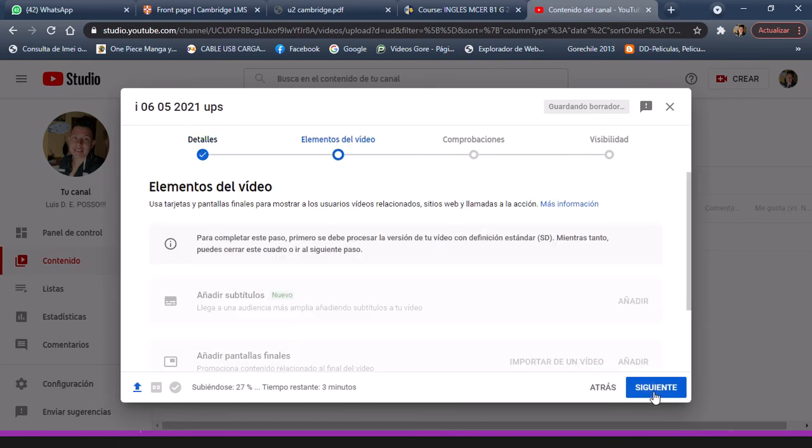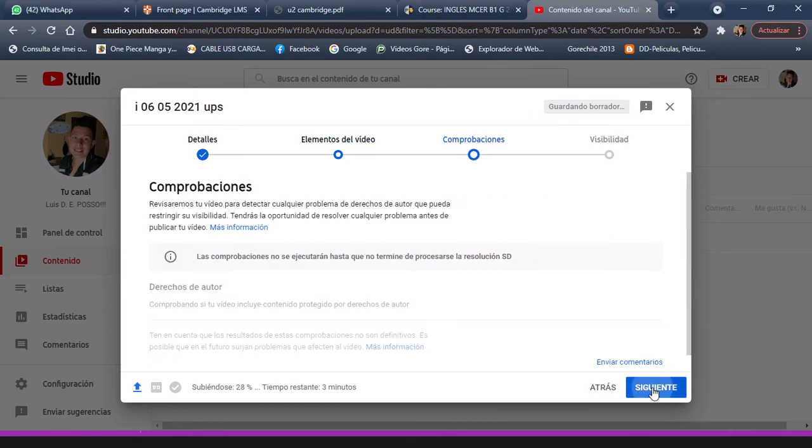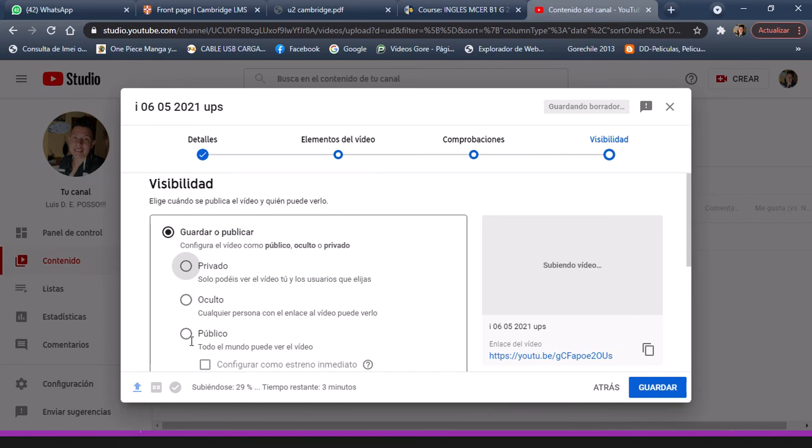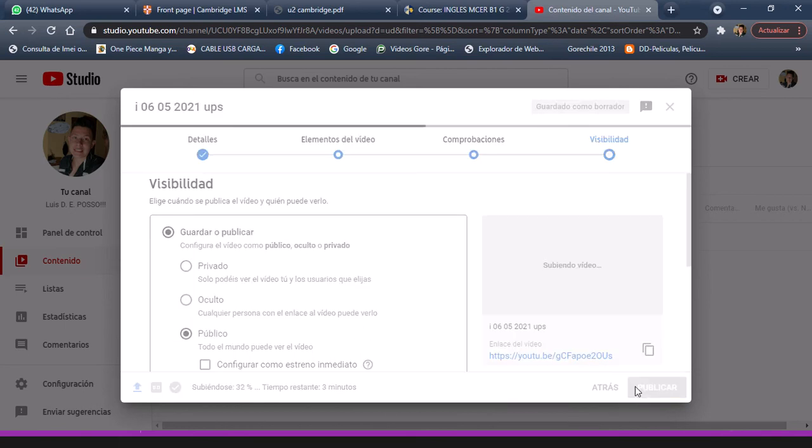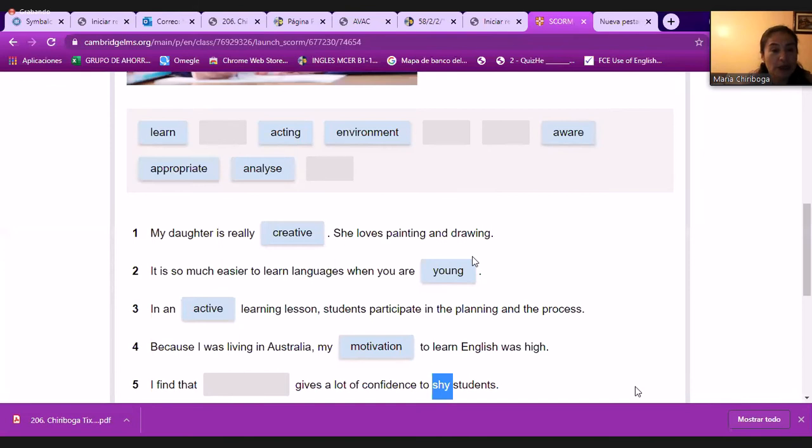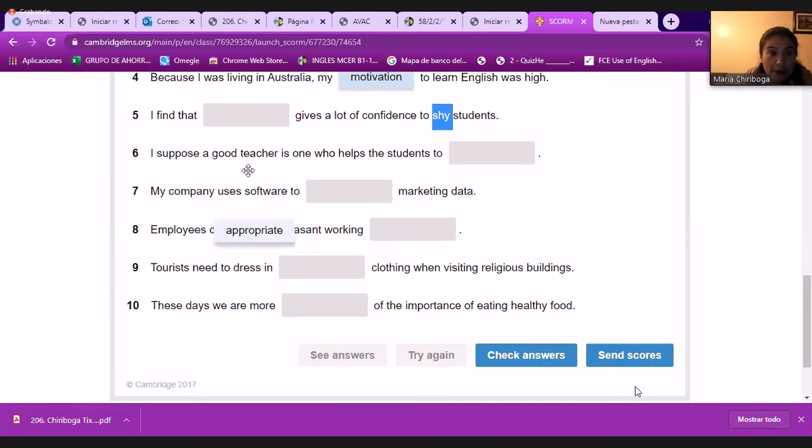Here it says, I find that blank gives a lot of confidence to shy students. Shy students, people who don't like to participate. Here in the class, I have many shy students. So I find that, what could be there? Appropriate. Okay, let's put appropriate, but later if you change your mind, we change, okay? Or if you make another decision, okay?